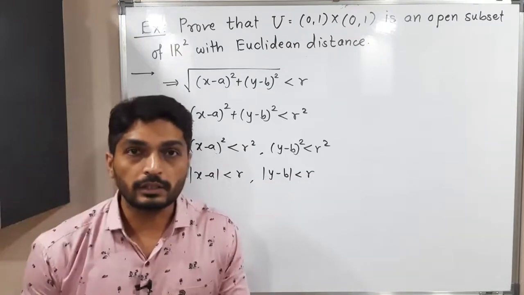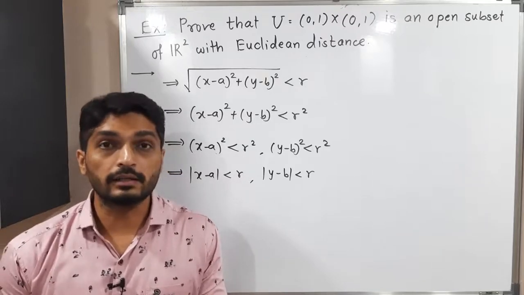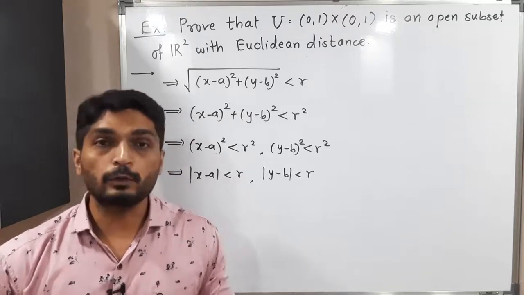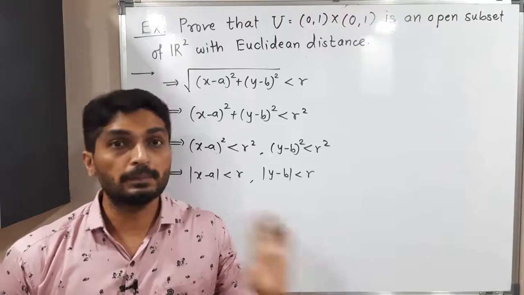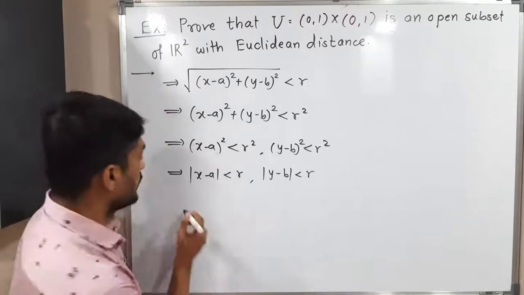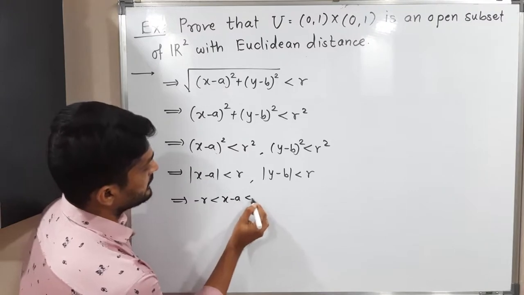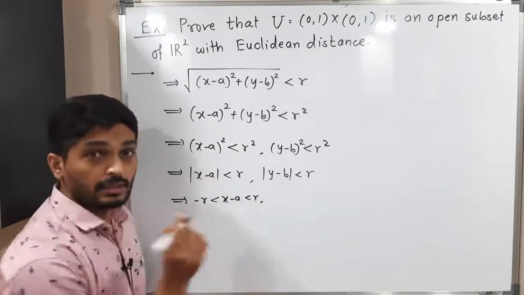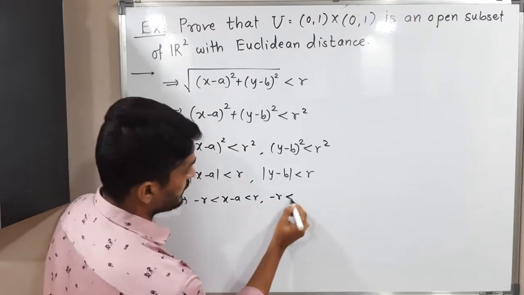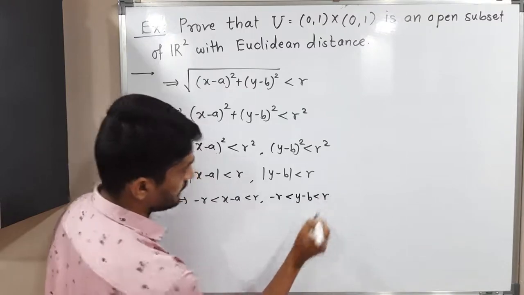A very important thing we have already studied is the result: mod a less than b if and only if minus b less than a less than b. So that result I am going to use here. So what will I have here? Minus r less than x minus a less than r, and here I will use the same result. So minus r less than y minus b less than r.